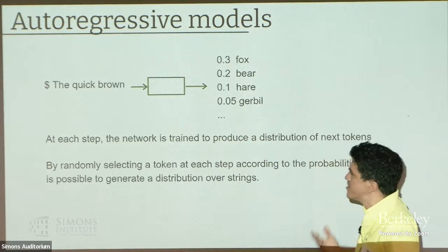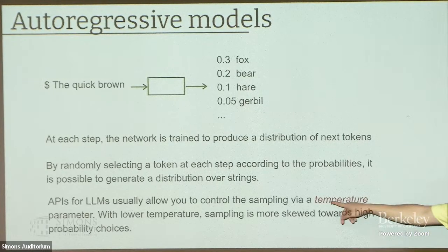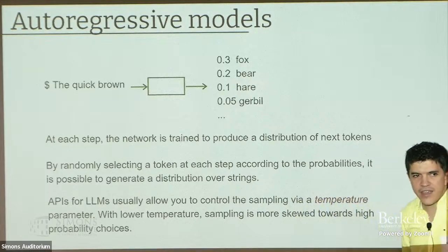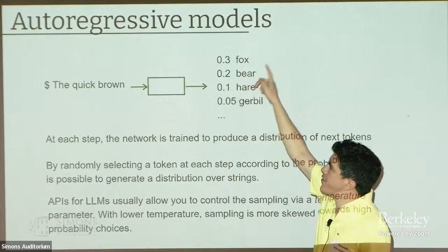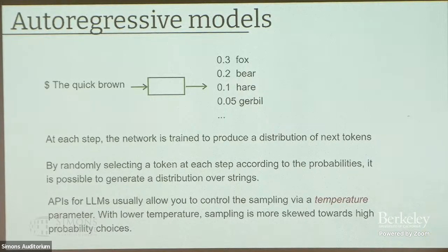And in fact, if you're using these models through an API, usually you have a temperature parameter that essentially determines how biased the distribution is going to be towards the most likely token. If you have a very low temperature, then with very, very high probability you're just going to pick the most likely token. If you have a very high temperature, you're going to get a much more uniform distribution where you're more likely to pick other tokens in that distribution.